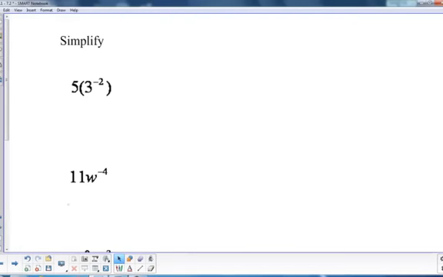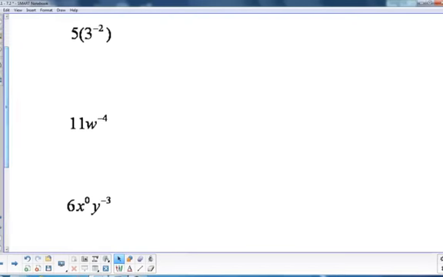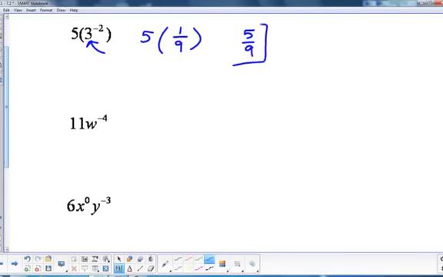So order of operations, please excuse my dear Aunt Sally, says you do exponents before you multiply. So we would simplify this first. So 5 times 1/9, because that'd be 1 over 3 squared. So this answer would be 5/9.